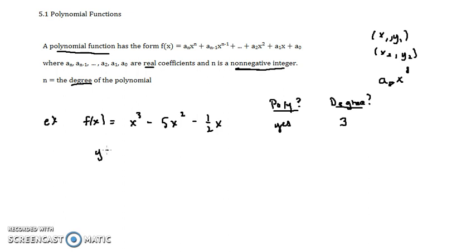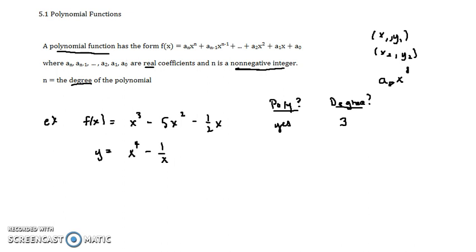Let's say that we have x to the 4th minus 1 over x. Okay, are the coefficients real? We've got 1 and we've got -1. So yes, the coefficients are real, but what about the exponents? We need the exponents to be positive whole numbers. Well, our exponent here is 4, that's fine, but what about this one?